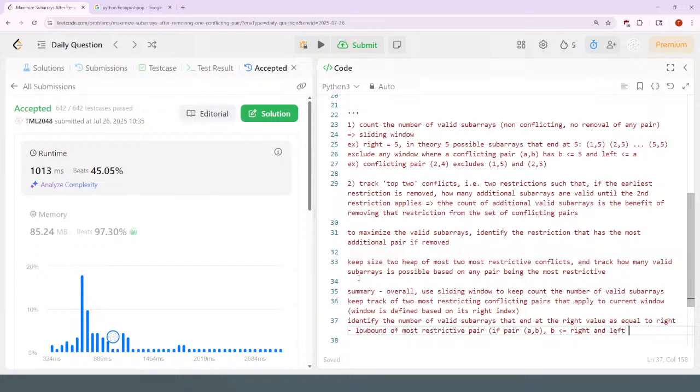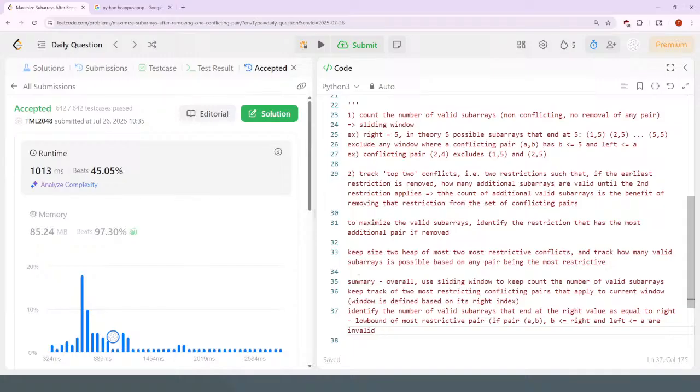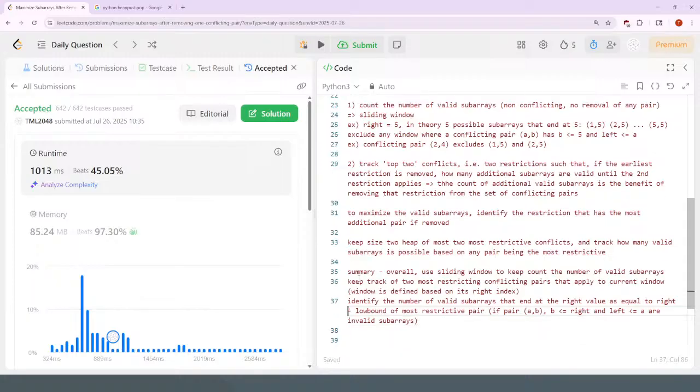Depends on what I mean by what I'm trying to define here. If pairs A, B, B less than or equal to right, left is less than or equal to A, are invalid windows, or invalid subarrays. Identify the number of valid subarrays that end at the right value as equal to right minus low bound.